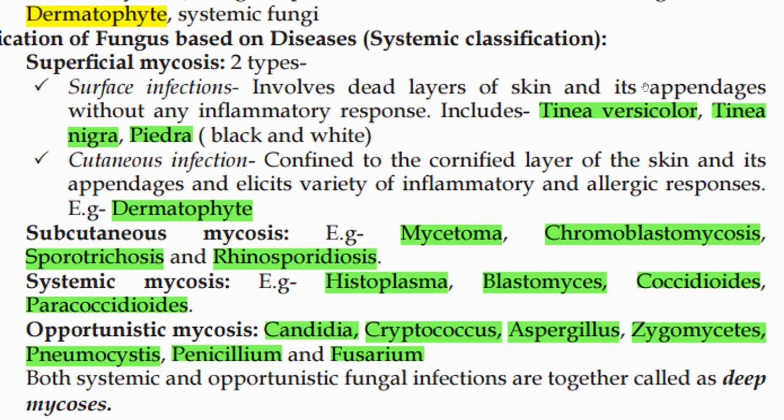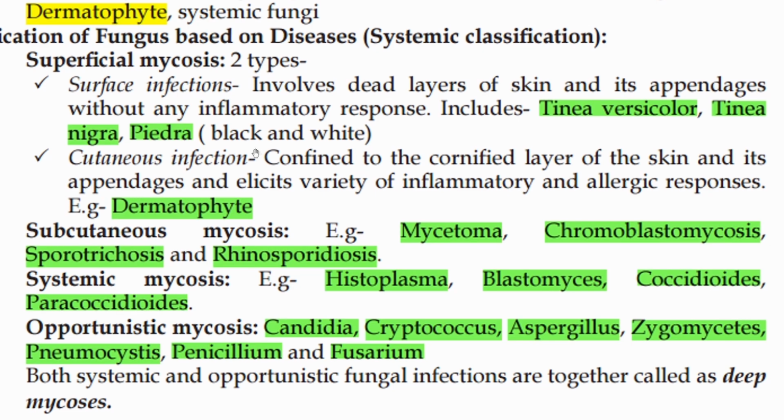In versicolor they form white color patches, but in nigra they form black color patches. Then we have pietra. Pietra means stone. So they form hard stone like masses. That fungal growth will be like hard stone. Okay, so that is pietra. In this also we have two types, black and white piedra. Okay, then we have dermatophyte, that is cutaneous infection, that is done.